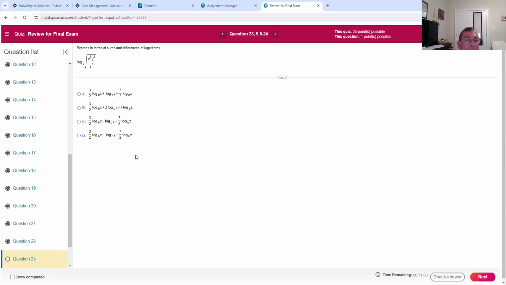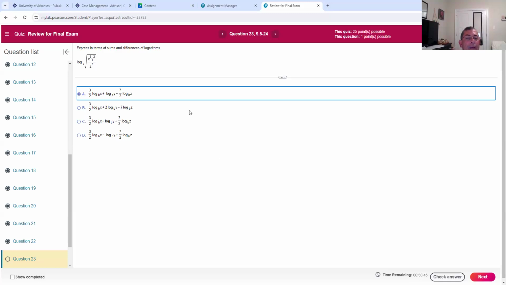All right, so 3 halves log b of x. They all got 3 halves log b of x, but this one's got minus log b of y. We had plus log b of y, so it's got to be a, and then there's my negative half, 7 halves log b of z. So y'all's got to be a on that one, okay?